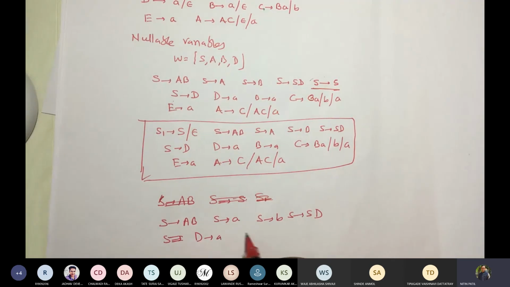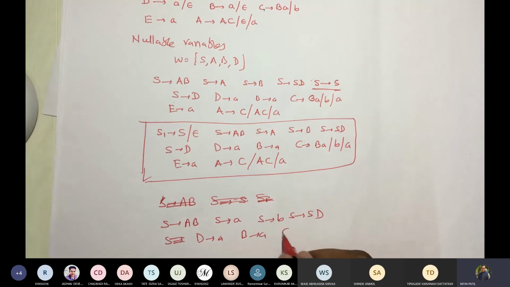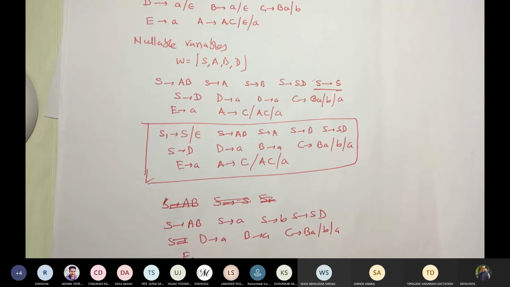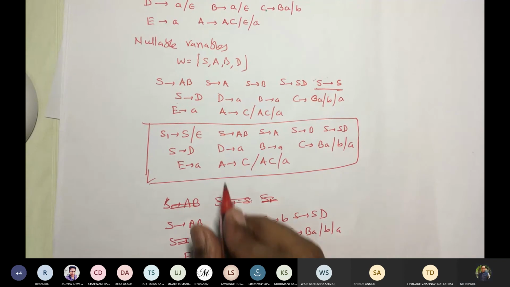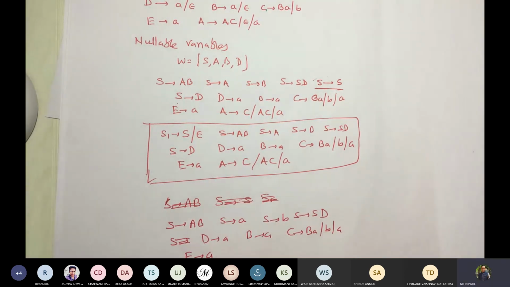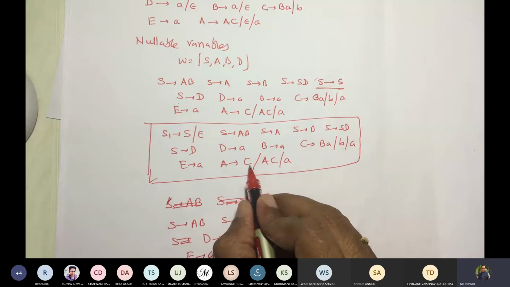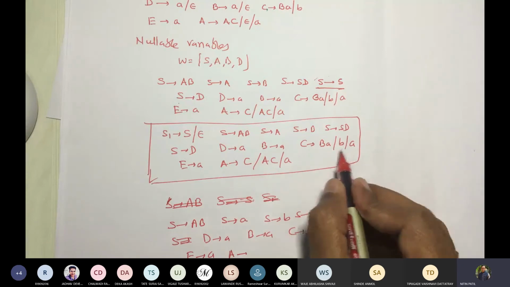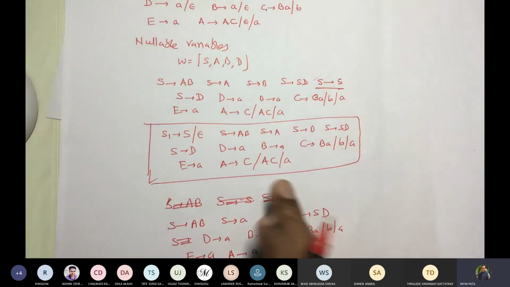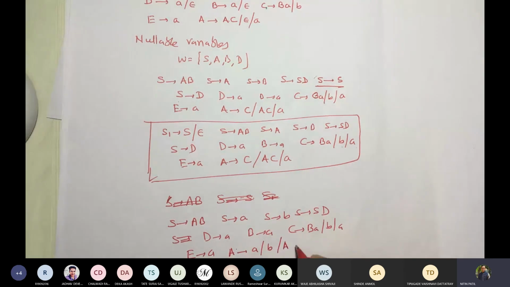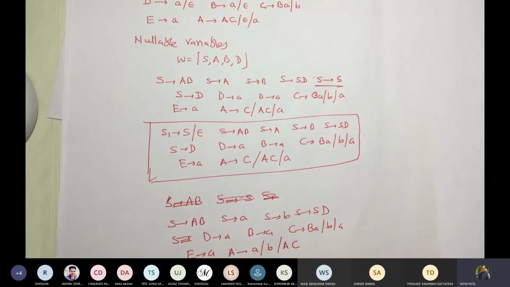So D gives A. B gives A. C gives BA, B or A. E gives A. A gives C. And C gives what? B and A. So that's what is to be written. As A gives C is there and C is giving A and B, we'll write A gives A, B, for every such production. Already A is added, and then we will write S gives AC. And what is remaining now? S1 gives epsilon.